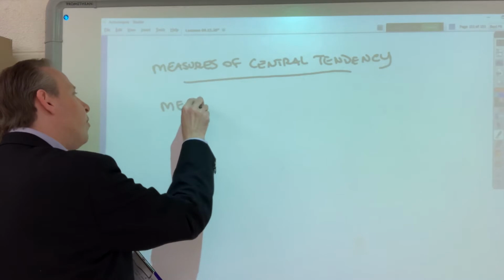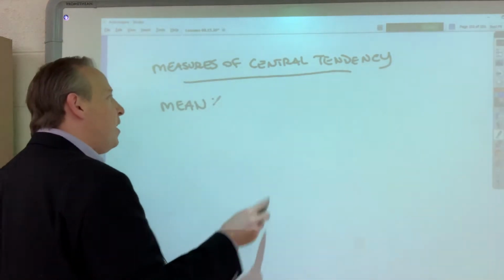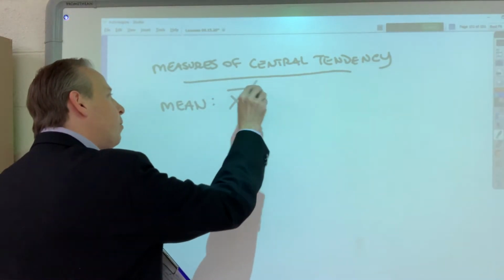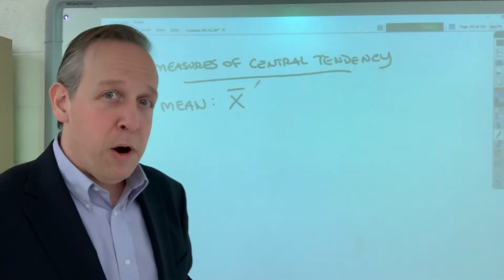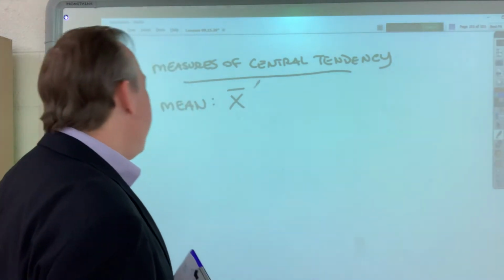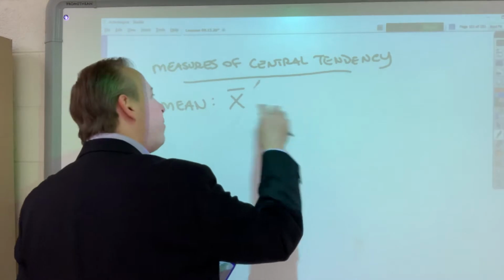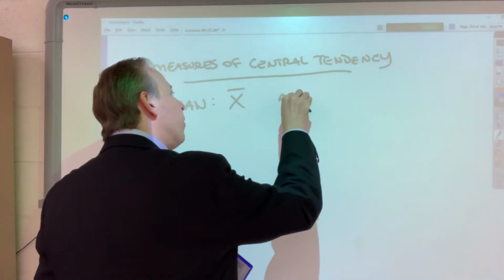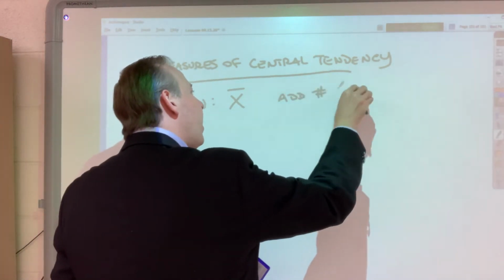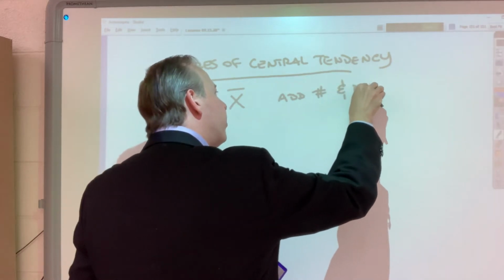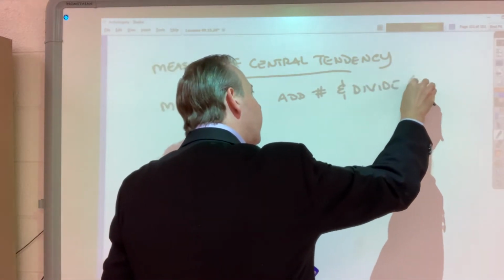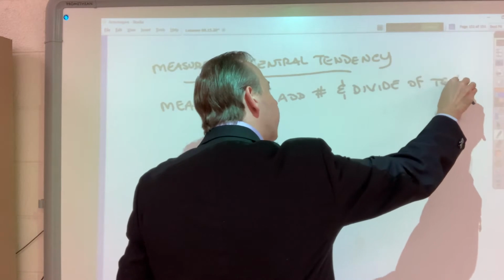Well, one is called the mean. The mean has a symbol. It is X with a bar on top. We call that X bar because we are not creative. X bar is the arithmetic mean. You add up the numbers and you divide by the number of terms. I know you know that already.